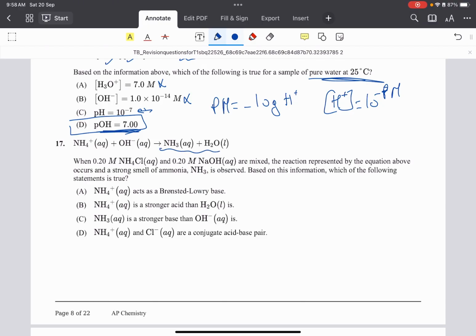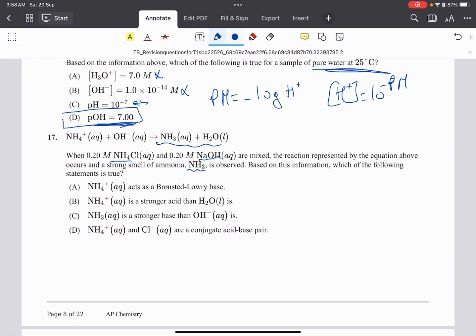Ammonium. Okay, here's a reaction showing you. So NH4 plus is added to a base or mixed. The reaction represented above by the equation occurs and a strong smell of ammonia is observed. Okay, of course, from the arrow here, I know that there is a production of ammonia. So based on this information, which of the statements is true?